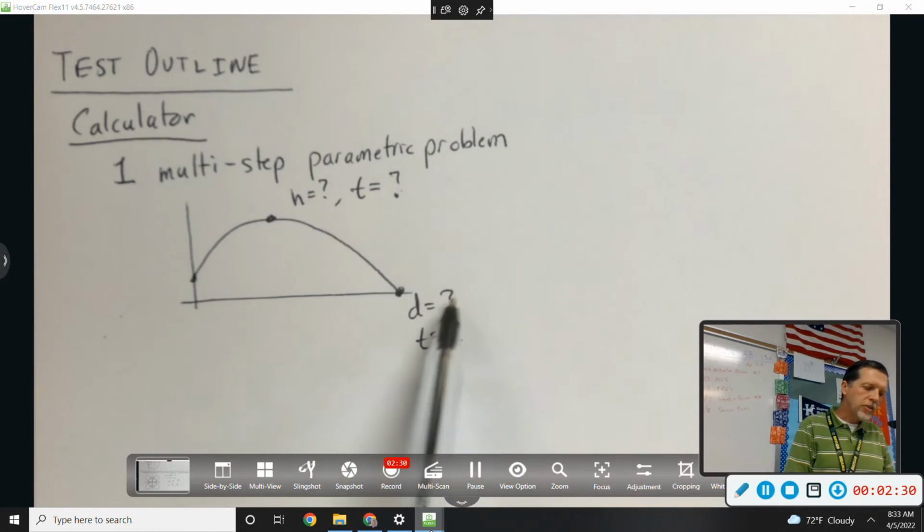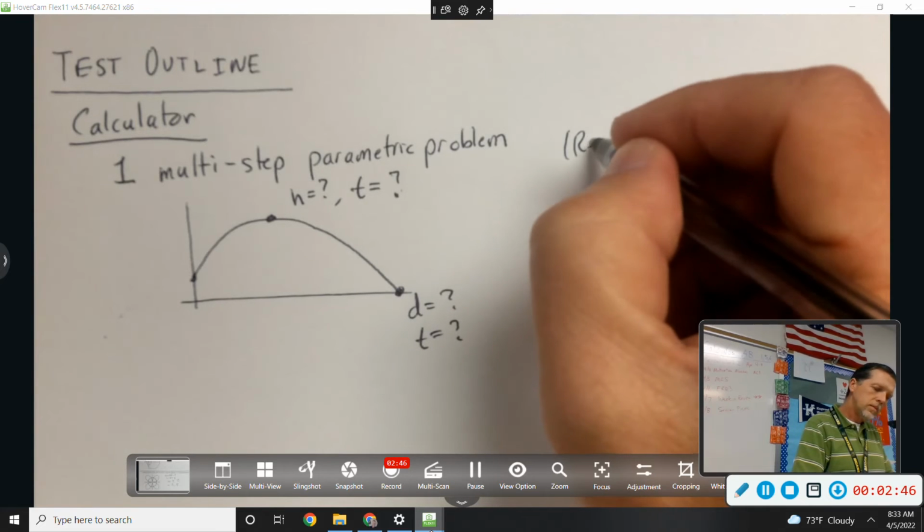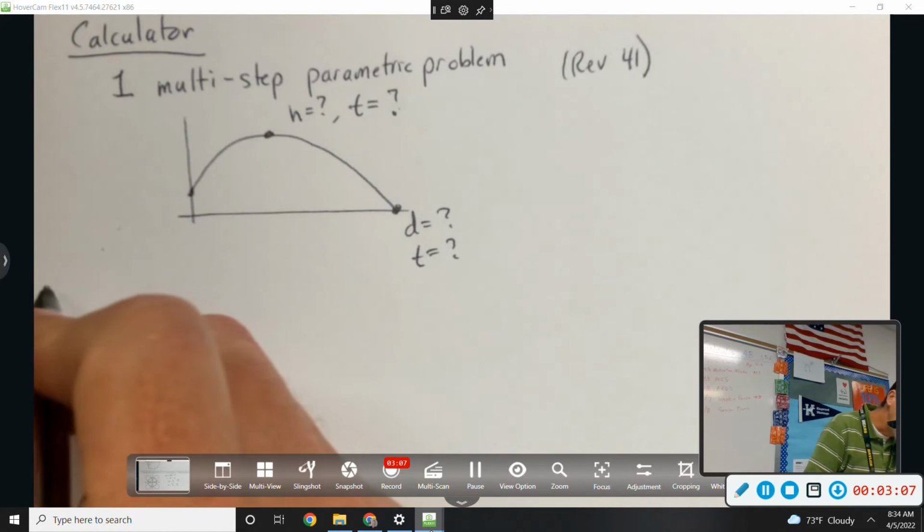So there's your four questions that we'll ask. And again, it matches nearly exactly to number 41 on the review. No, it doesn't match exactly, but it matches pretty darn close. It's exactly that type of problem. And we'll give you the equations. In fact, the setup is nearly identical to 41. That's it for the calculator part.